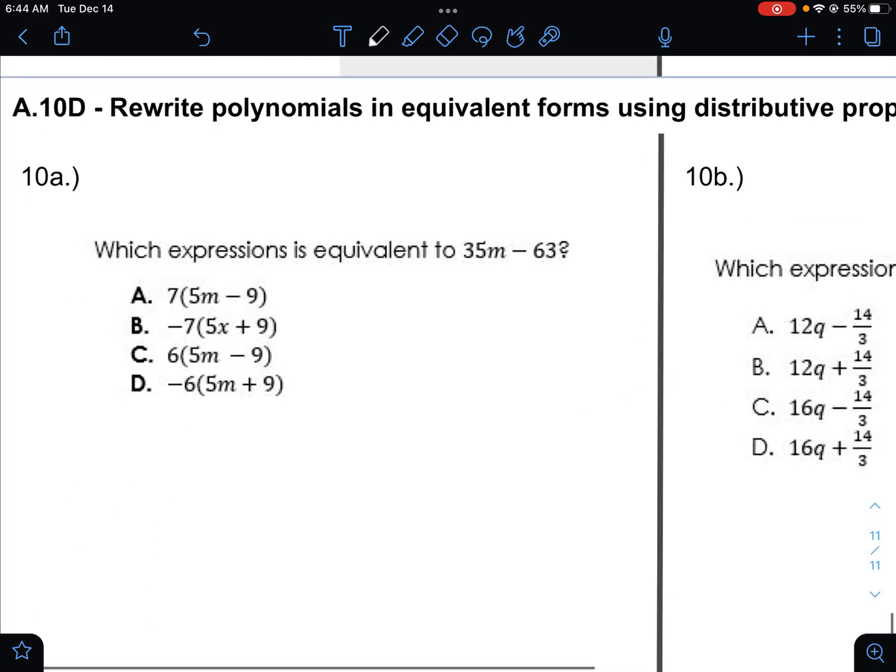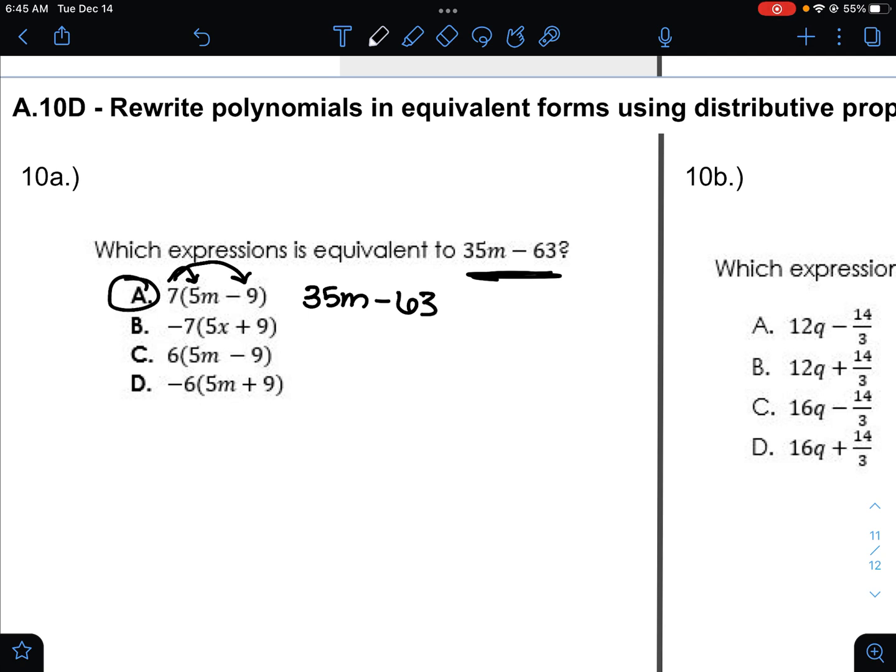Okay, last one here of this video. Which expression is equivalent? So again, I'm just going to take my answer choices and multiply them out, and I'm looking to get 35m minus 63. So 7 times 5m is 35m. 7 times negative 9 is a negative 63. That's what I want. It's my answer.